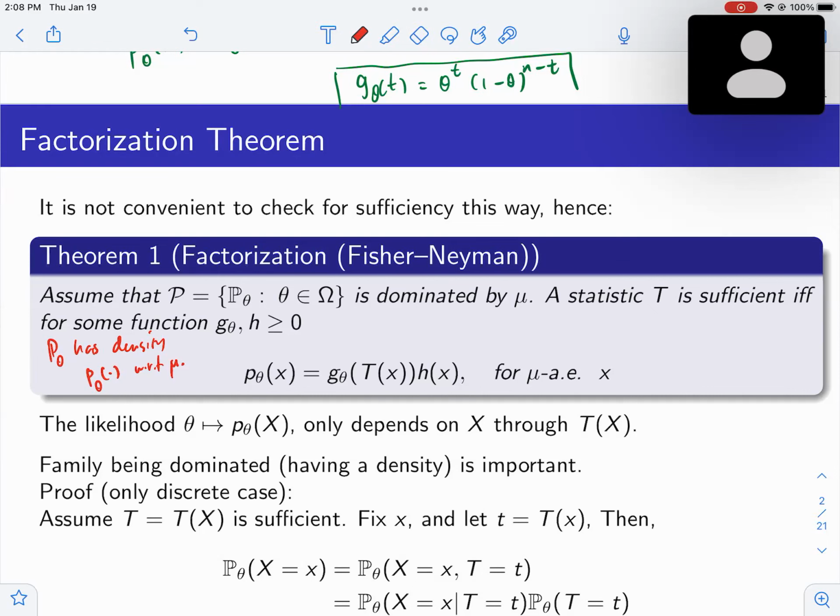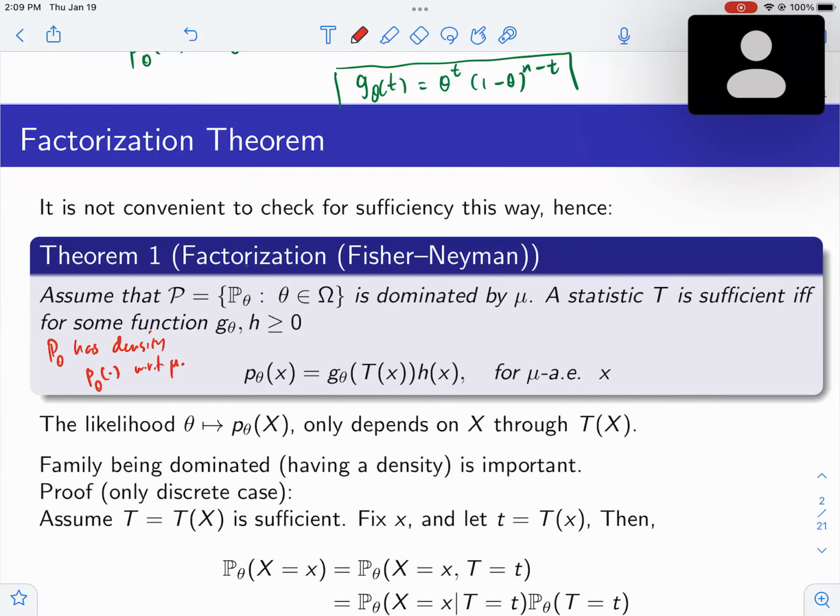So we have these densities, and then the result is saying that if this density can be factorized in this fashion, there are two factors. One depends on theta, and the other one does not depend on theta. The one that depends on theta only depends on the data through this functional form, like T of X. And if that's the case, then T of X would be sufficient. And also the other way around, if T is sufficient, there is some such factorization.